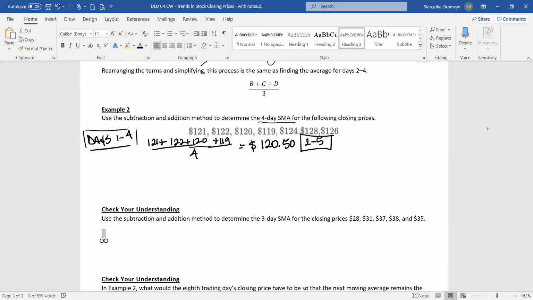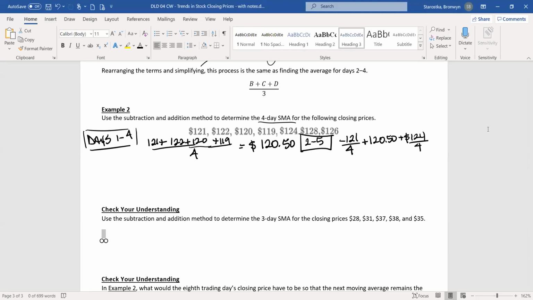I'm just going to box that in, days 2 through 5. Well, what do we do? We take the average and subtract out the first day, so we want to subtract out 121 divided by 4. We have our average, 120.50, and then we add into that the next day. So the next day would be the day after 119, that's 124, also over 4.